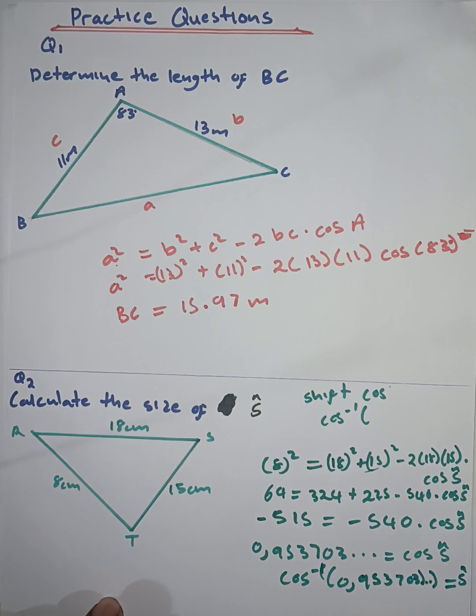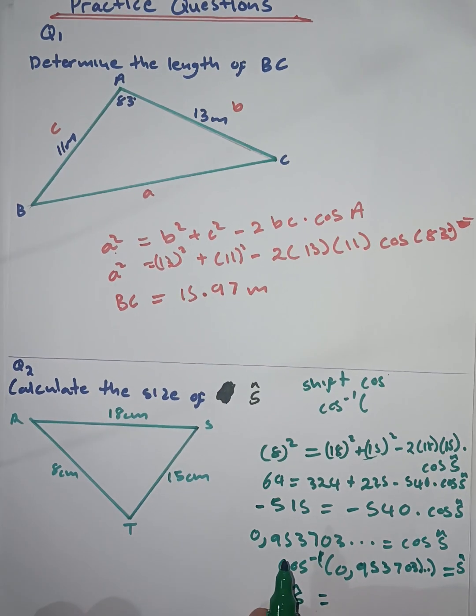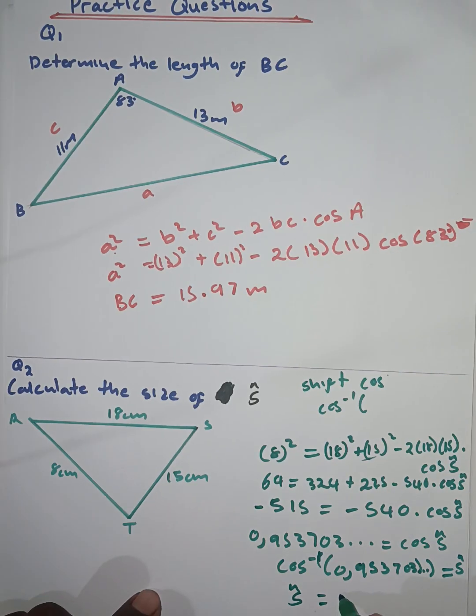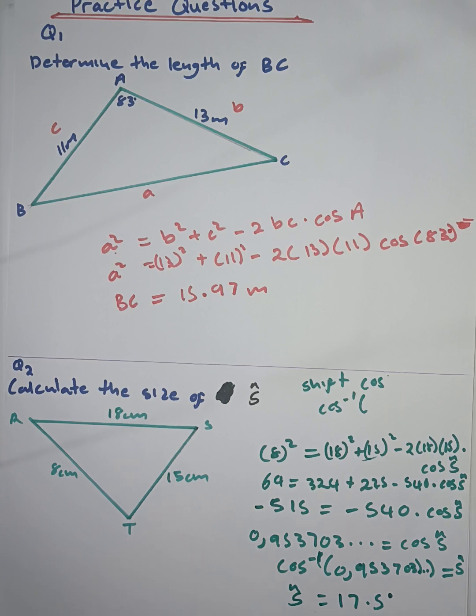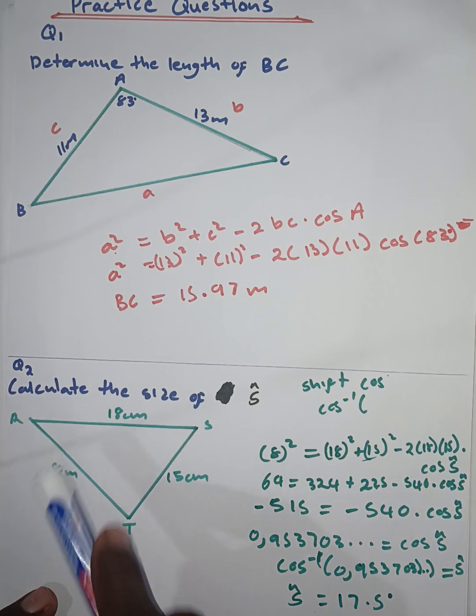So if you put that on your calculator, what you would get is angle S being, let me just pull that up, 17.5. So this would be 17.5 degrees. That would be the angle for that S. And again, if you want to find the angle R, you would do the same thing.